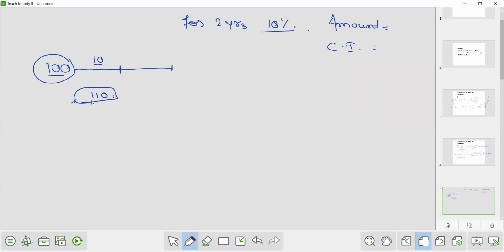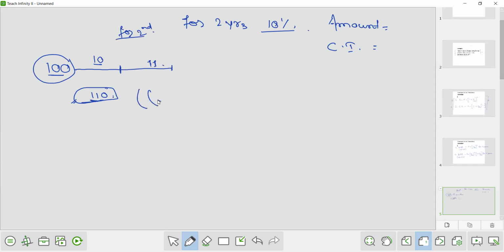Okay, now you will say that you will get 11 rupees as the compound interest for the next year, meaning for the second year, not for the entire 2 years. For the second year you will get 11 rupees as the compound interest.